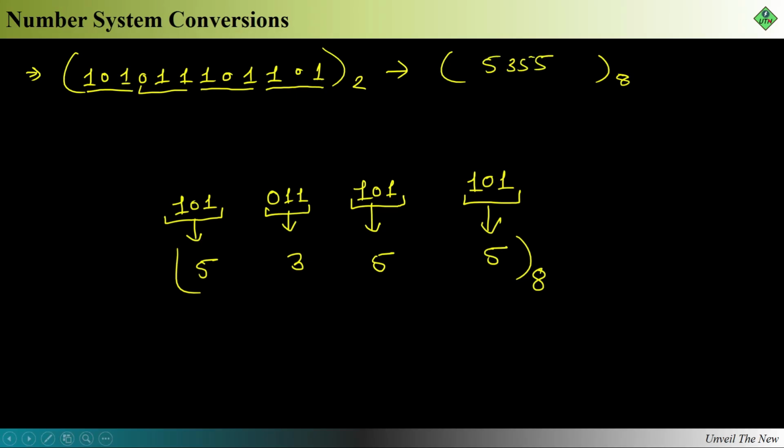Isn't it very simple? You just need to make groups of 3 digits from the left and write down the decimal equivalent. Once you do this, your conversion is complete, your conversion is over, right? Isn't it very simple? Let's take another example.